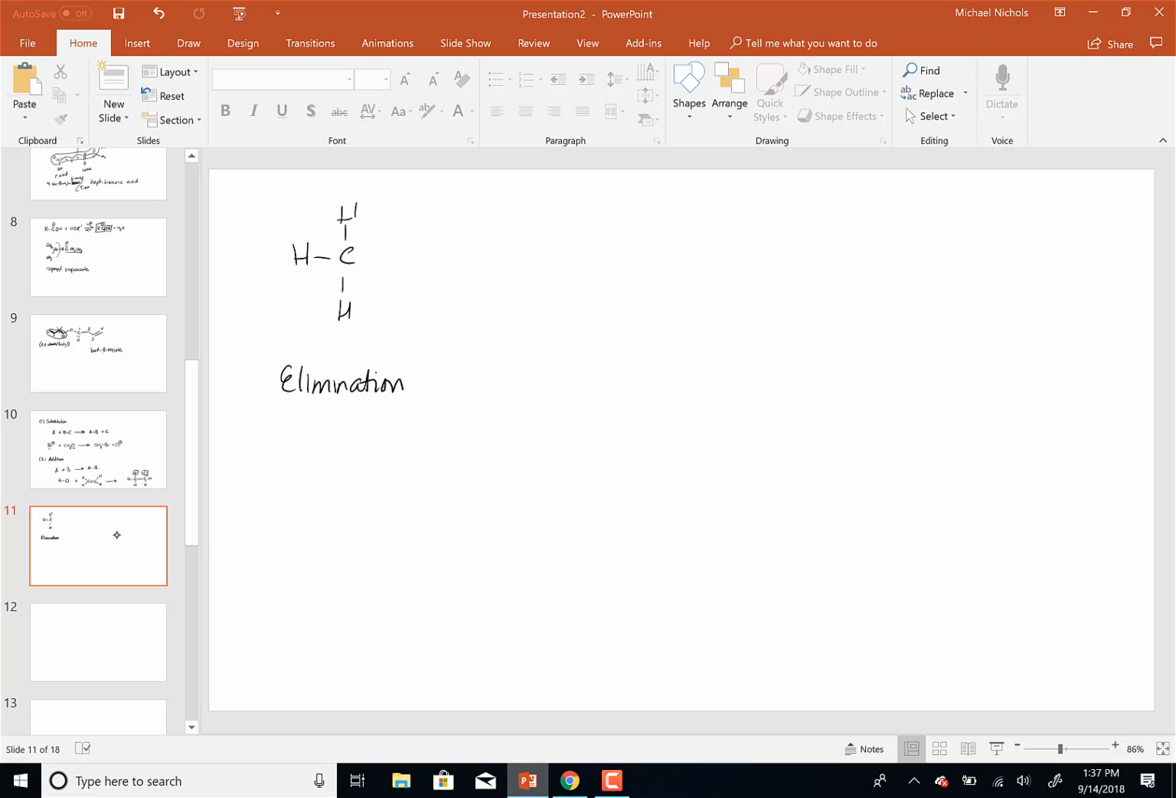So elimination reaction, I'm going to take that same one I just did. And if I do something to that molecule, I can actually eliminate HCl from it. Make the double bond. And it spits out HCl. And so that's, elimination is the reverse of addition. Sometimes. Sometimes it's the reverse.